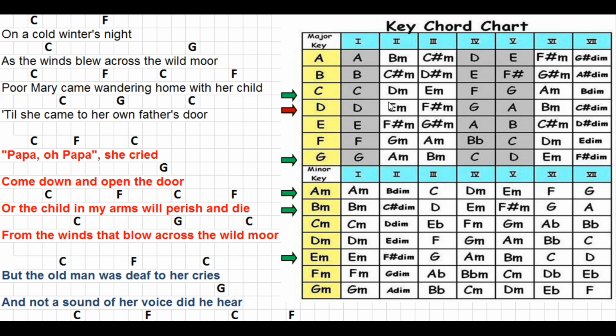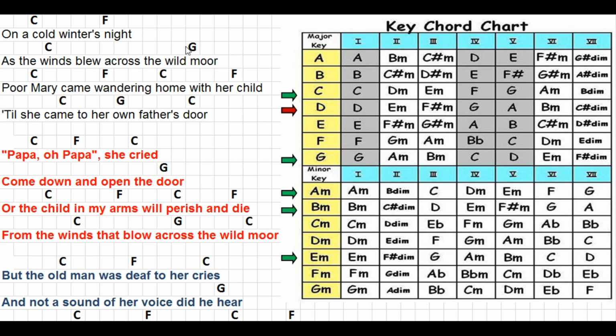A D chord, an E minor, F sharp minor, G, A, and B minor. I never use this 7-chord column, but you read it across. Now, looking at this song, what key is it in? Well, it starts on a C chord. It possibly is in the key of C.